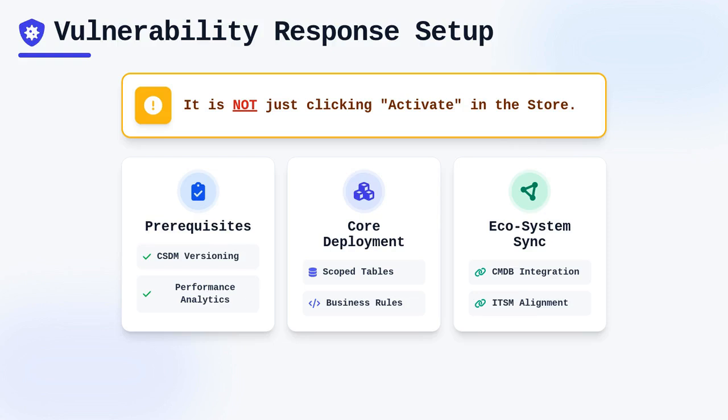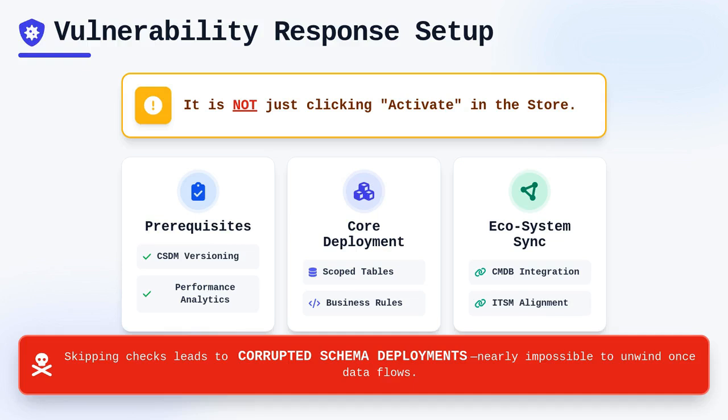You must verify that your instance satisfies all mandatory dependencies before triggering an installation, such as the required versioning for the Common Service Data Model or specific performance analytics plugins. Skipping these prerequisite checks often leads to corrupted schema deployments that prove notoriously difficult to unwind once the transactional data begins to flow.